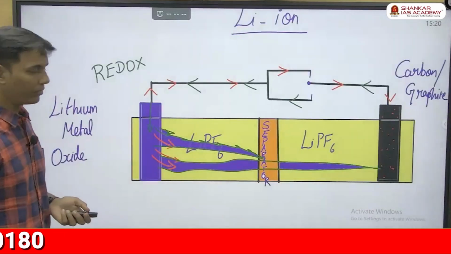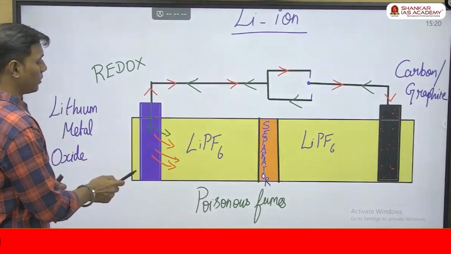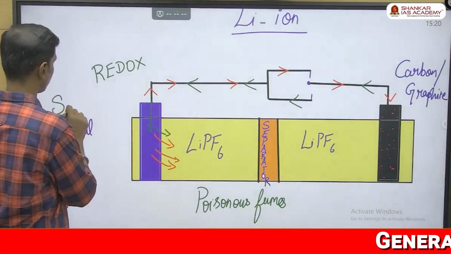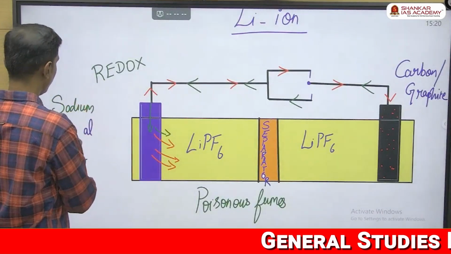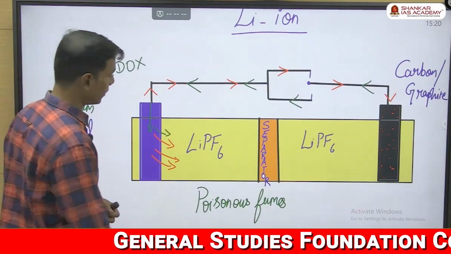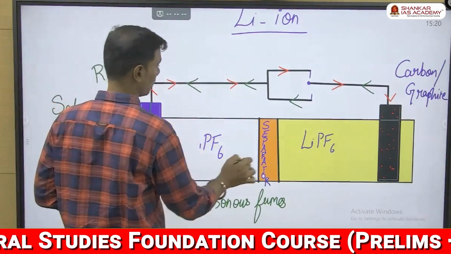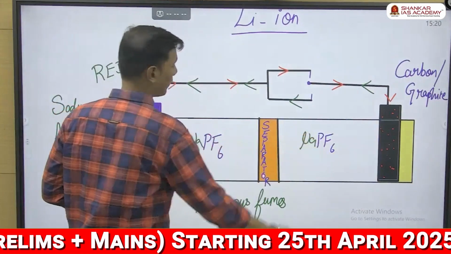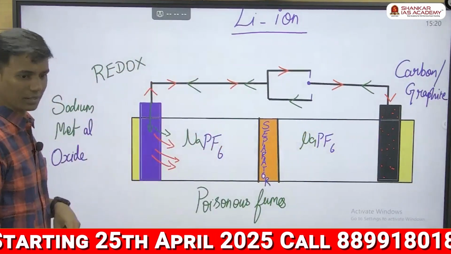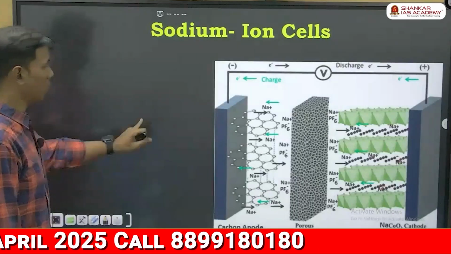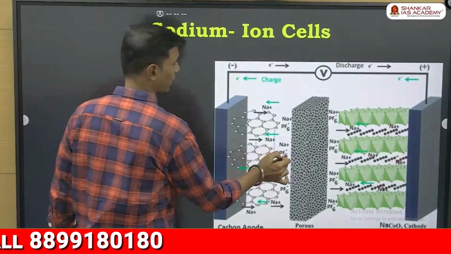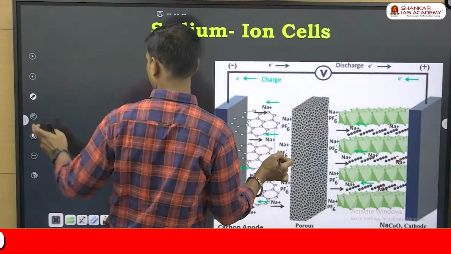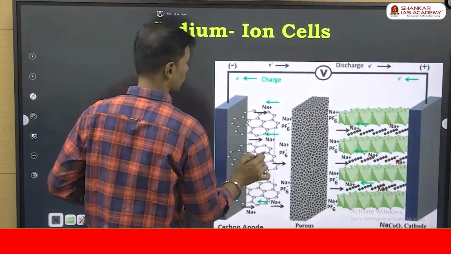Lithium is also very light, no? But instead of that, we are planning to do something. Instead of lithium metal oxide, we will be using sodium metal oxide. Similarly, instead of lithium hexafluorophosphate, we will be using sodium hexafluorophosphate. Everywhere you find lithium, you're going to replace it with sodium. You see here, Na+, PF6-, almost the same, the only difference is the metal being used here. Instead of lithium, we are using sodium.